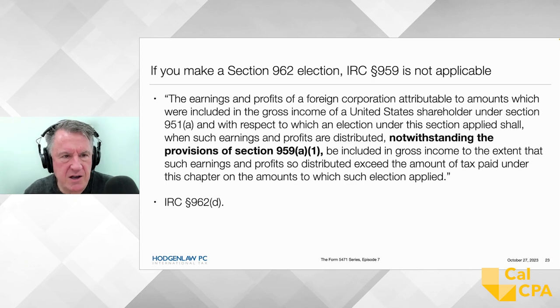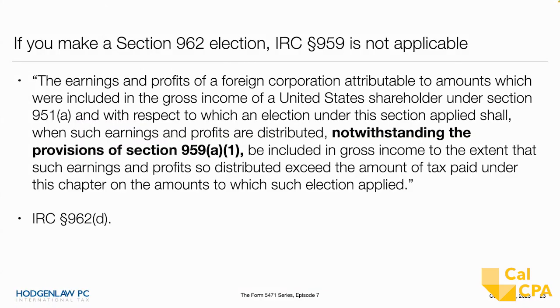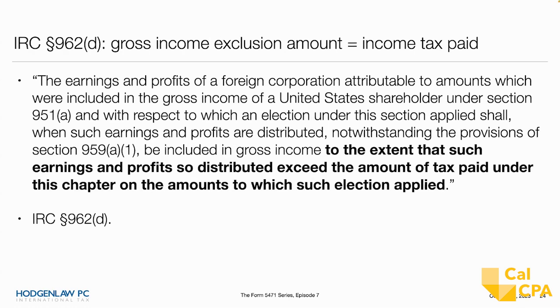So here's section 962(d), and I haven't gone through the editing process with it, but I want to highlight this phrase, notwithstanding the provisions of section 951(a)(1). So that's the gross income exclusion. So that says 959 is off the table. And then this other little phrase that I've bolded here, it says the amount to be included in gross income is the distribution minus the amount of tax paid under this chapter, meaning the income tax rules, on the amounts to which such election applied.